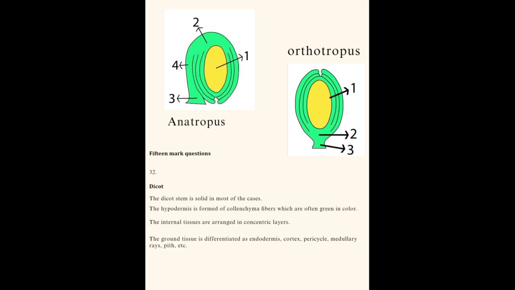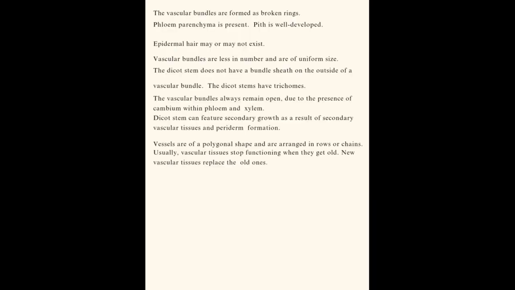15-mark questions. 31. Dicot. The dicot stem is solid in most cases. The hypodermis is formed of parenchyma fibers which are often green in color. The internal tissues are arranged in concentric layers. The ground tissue is differentiated as endodermis, cortex, pericycle, medullary rays, pith, etc. The vascular bundles are formed as broken rings. Phloem parenchyma is present. Pith is well developed. Epidermal hair may or may not exist.